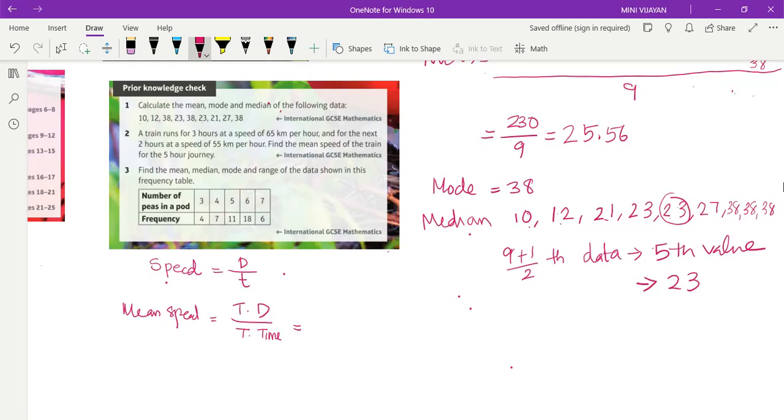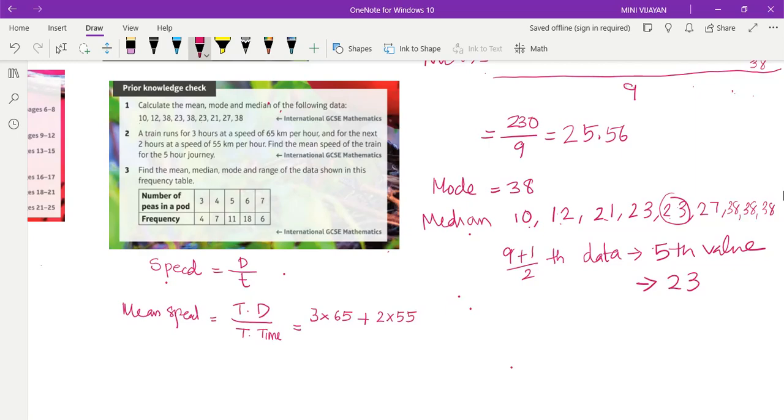So here it says that the train travels for 3 hours at a speed of 65 kilometer per hour. So how much will be the total distance it covered? 65 kilometer per hour was the speed and 3 hours it traveled. So the total distance covered will be 3 times 65. Then for the next 2 hours, it traveled at a speed of 55 kilometer per hour, right? So 2 times 55 will be the total distance covered by the train in the next 2 hours.